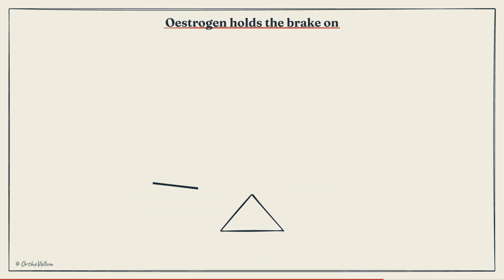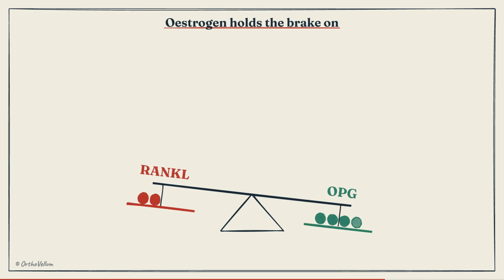Now watch what that ratio explains. Estrogen raises OPG and lowers RANKL. It holds the brake on. So at menopause, when estrogen falls away, RANKL rises, OPG drops, and the ratio swings hard towards resorption. Bone is lost at 3 to 5% a year for the next 5 to 10 years.